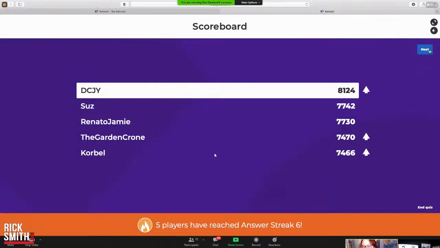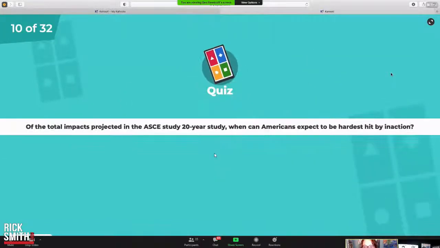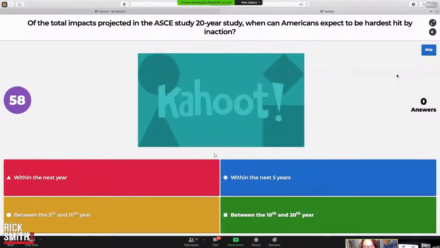Let's go to the next question and see what we've got going on here on the infrastructure front. Number 10. Of the total impacts projected in the American Society of Civil Engineers 20-year study, when can Americans expect to be hit hardest by the inaction? Is it going to be within a year, within the next 5 years, between the 5th and the 10th year, or between the 10th and the 20th year?